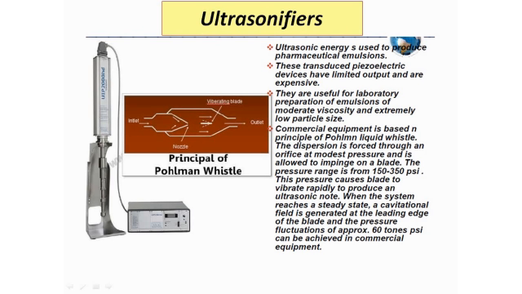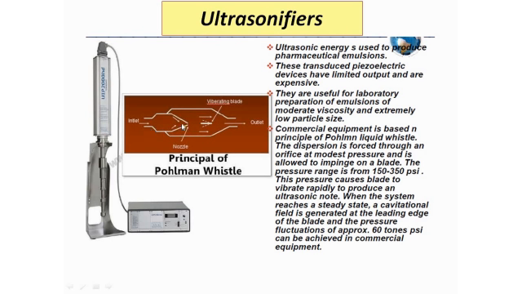And for commercial preparation we follow the principle of the liquid whistle. This is the liquid whistle for the commercial one. What happens here is, this is the inlet, this is the outlet, and these are the vibration blades. The dispersion is forced through the orifice at a modest pressure, and it is allowed to impinge on the blade, right? The pressure is generally from 150 to 350 psi.